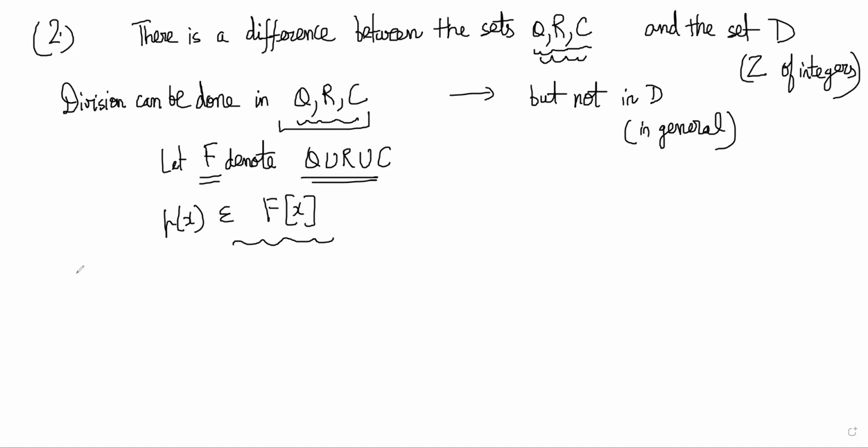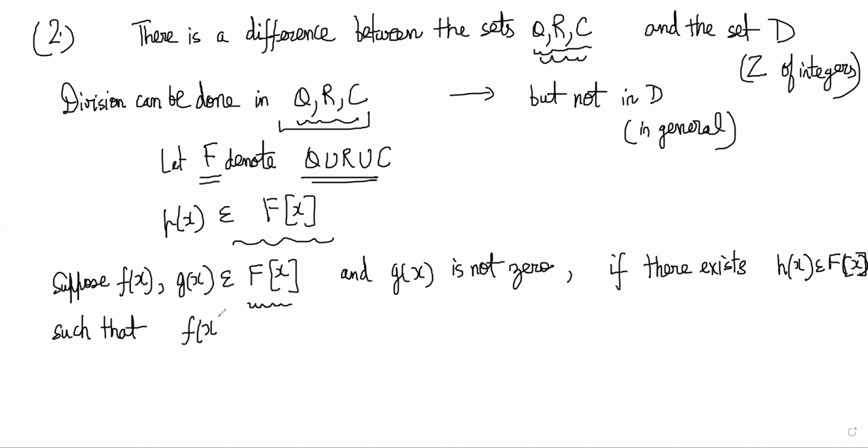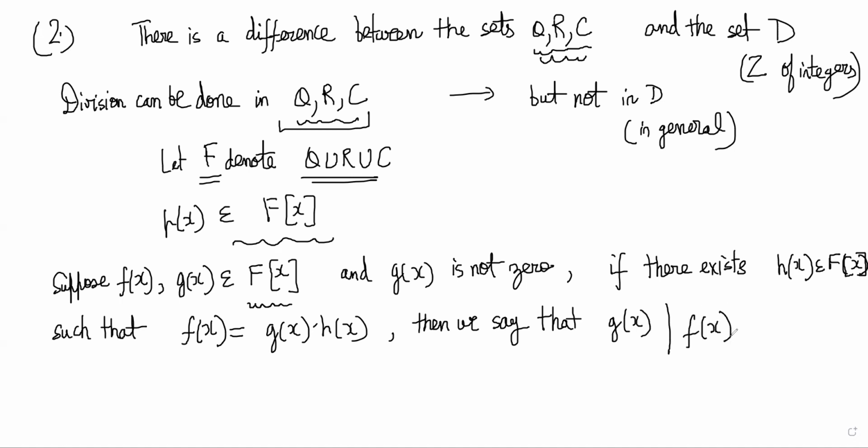So let's just write down what the concept is. Suppose f of x and g of x belong to the set F of x, capital F of x. Basically, the coefficients can be rational, real, or complex, and g of x is not zero. Now, if there exists h of x belonging to capital F of x such that f of x is equal to g of x times h of x, then we say that g of x divides f of x. And we call g of x a factor of f of x, and f of x is known as a multiple of g of x.